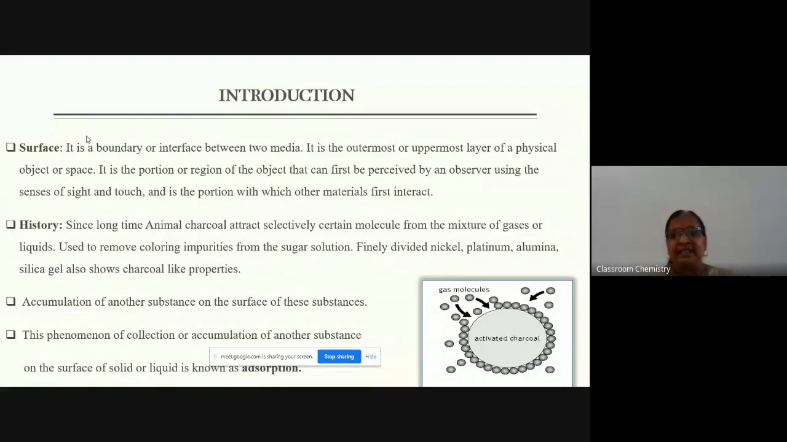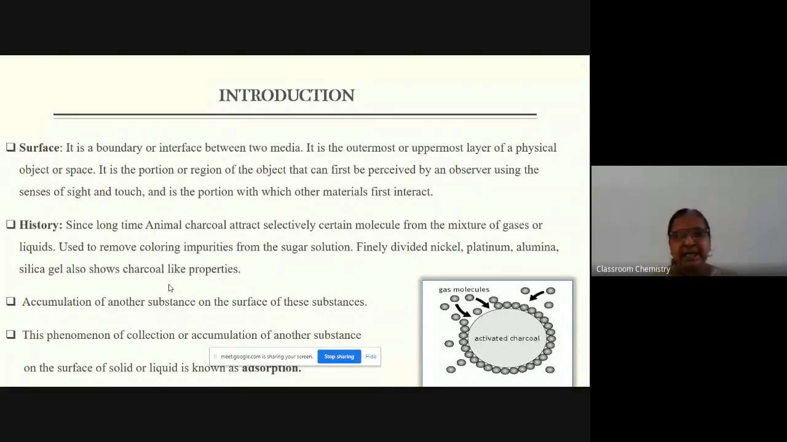Nowadays, various substances having these charcoal-like properties are used, that is the finely divided nickel, platinum, alumina, silica gel. These substances also show charcoal-like properties, that is they also remove certain impurities or unwanted substances from the solution, from the material. Now how are these unwanted impurities removed from the solution? By adding another substance.